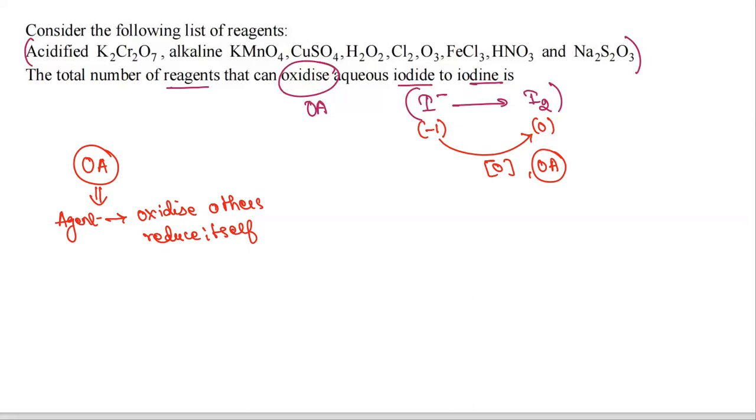What are those species that can act like an oxidizing agent? There could be many different kinds of species, but some of the common things that I can discuss with you are that if the central atom in your reagent is already in its highest oxidation state, it will always have the tendency to take some electrons so that it can have a lower oxidation state. That reagent you may consider as an oxidizing agent.